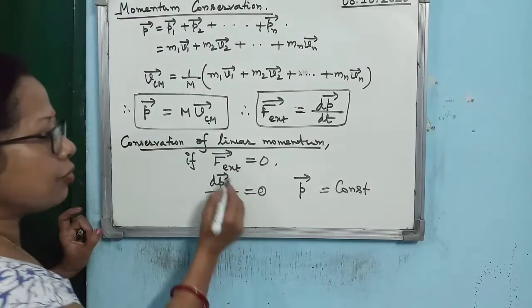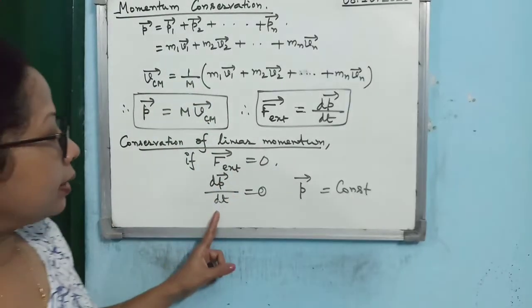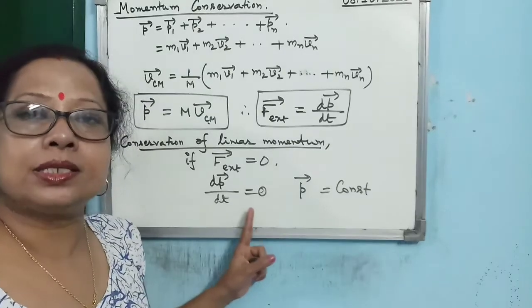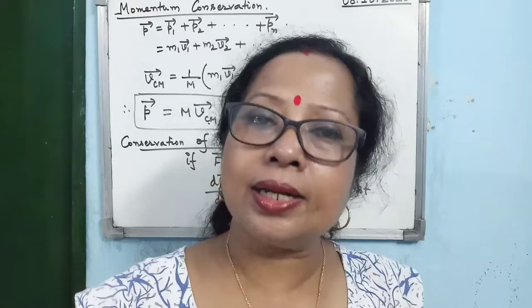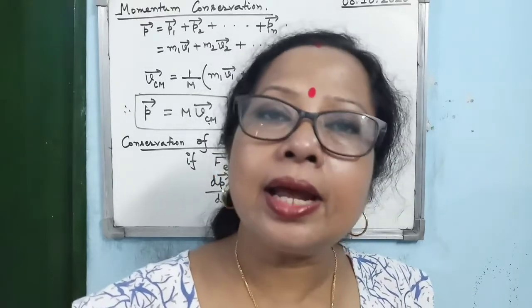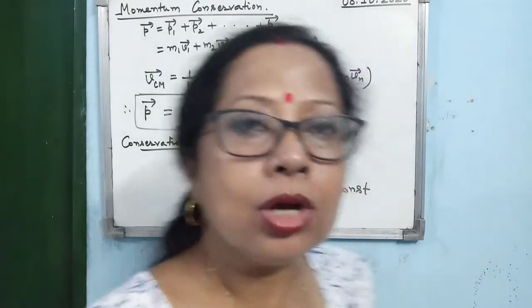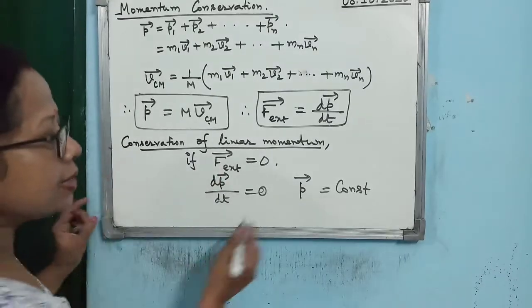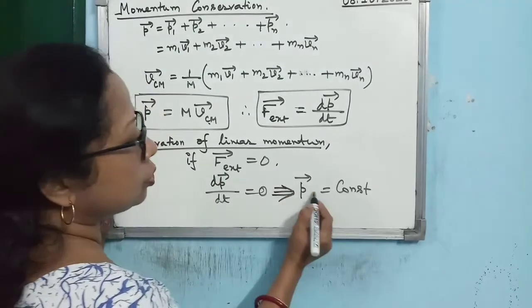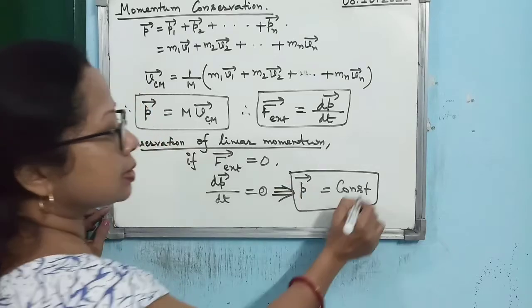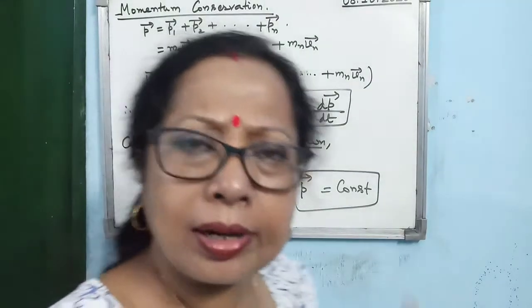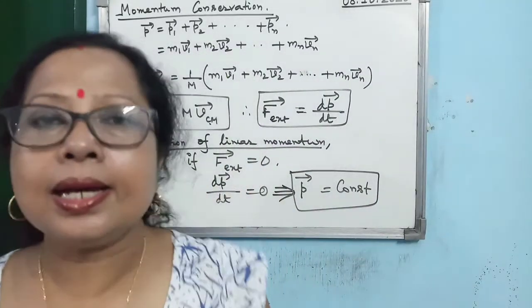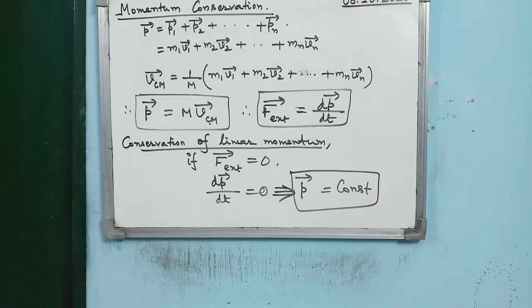dP/dt, what is the physical meaning? The rate of change of the quantity is 0. If there is no change in the quantity, if the quantity is constant, then only the rate of change of the quantity will be 0. So dP/dt equal to 0 means that P is constant. This is the statement of conservation of linear momentum. We studied it already in the earlier chapter. Here we have just reapplied it in the case of the center of mass.